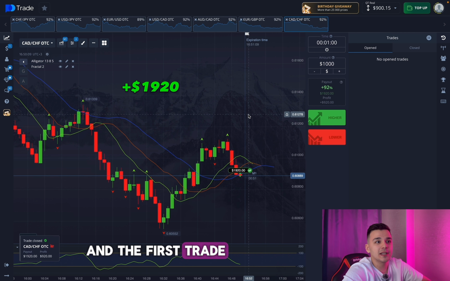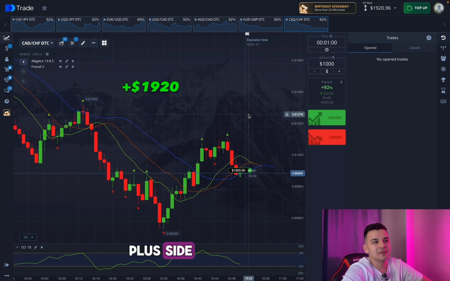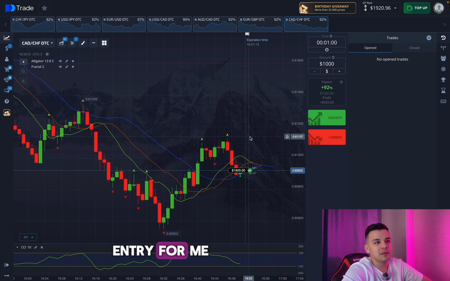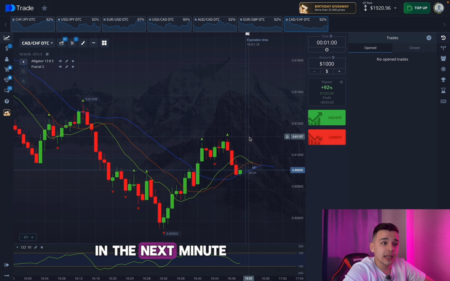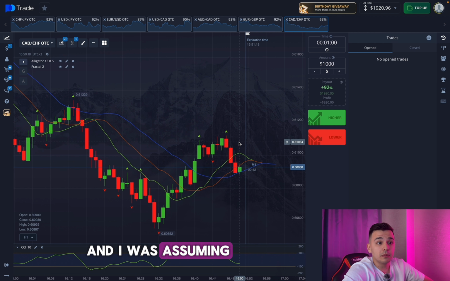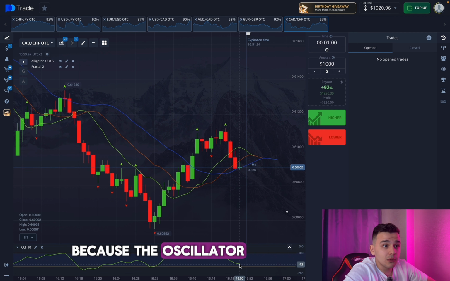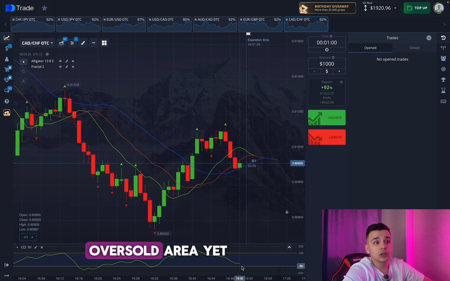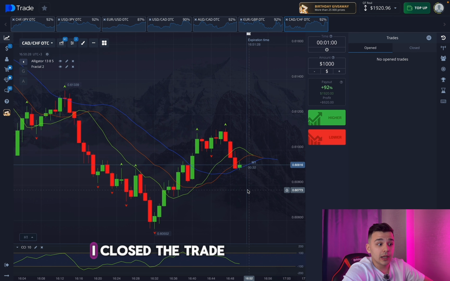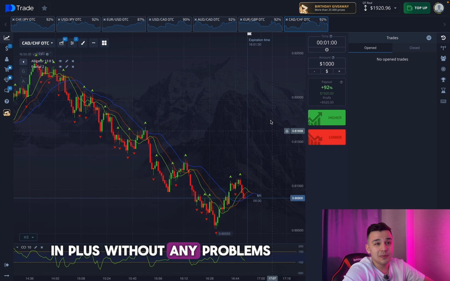And the first trade is easily closed on the plus side. It was an easy entry for me. It was clear that in the next minute, and I was assuming maybe 2 minutes, the dynamics of the movement will still go down, because the oscillator's moving line has not crossed the oversold area yet. So, I close the trade in plus without any problems.